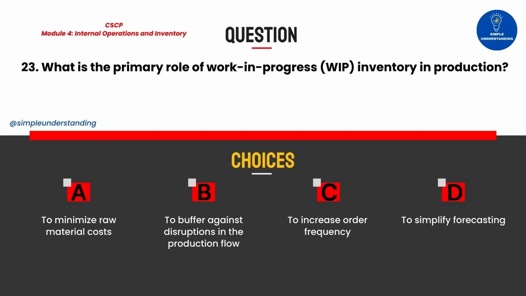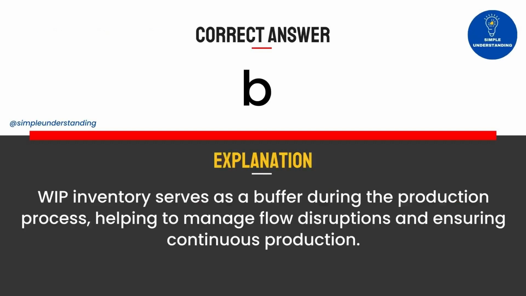23. What is the primary role of work in progress, WIP, inventory in production? A. To minimize raw material costs. B. To buffer against disruptions in the production flow. C. To increase order frequency. D. To simplify forecasting. Correct answer: B. Explanation: WIP inventory serves as a buffer during the production process, helping to manage flow disruptions and ensuring continuous production.